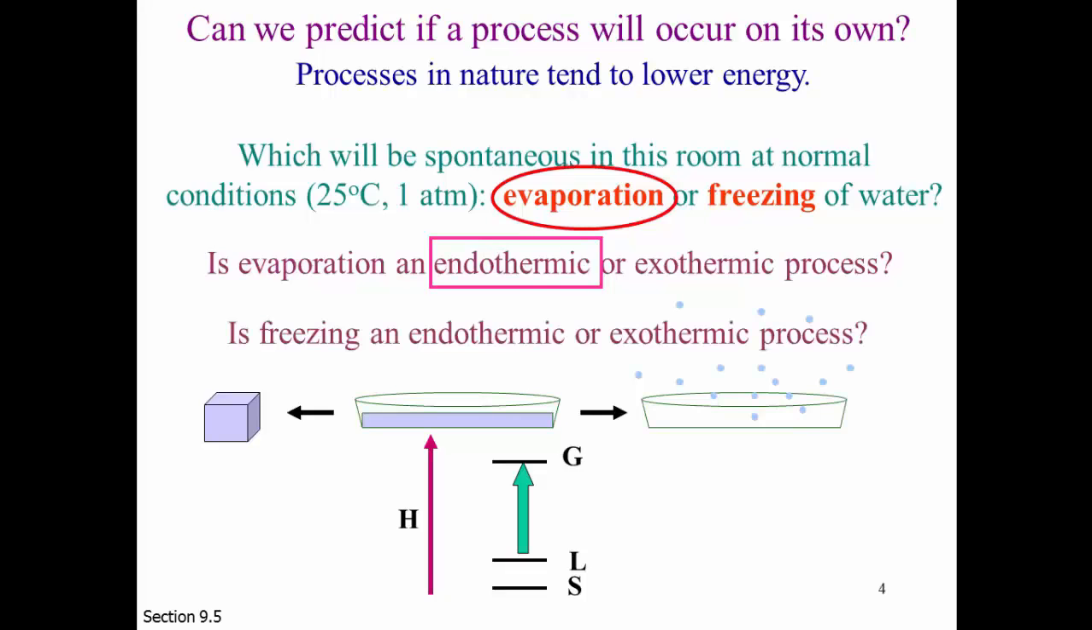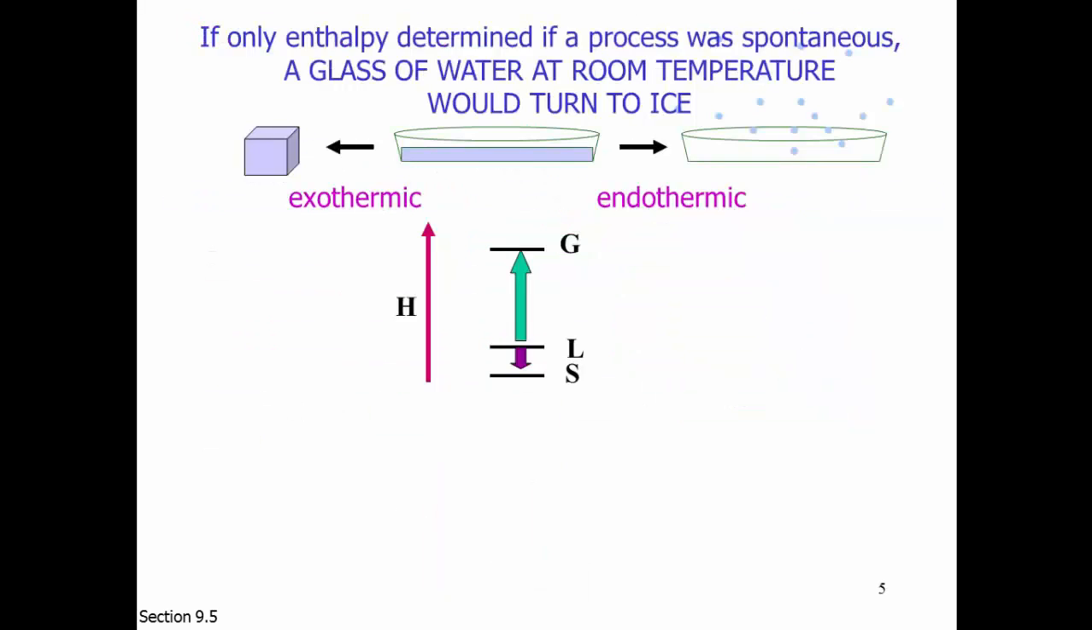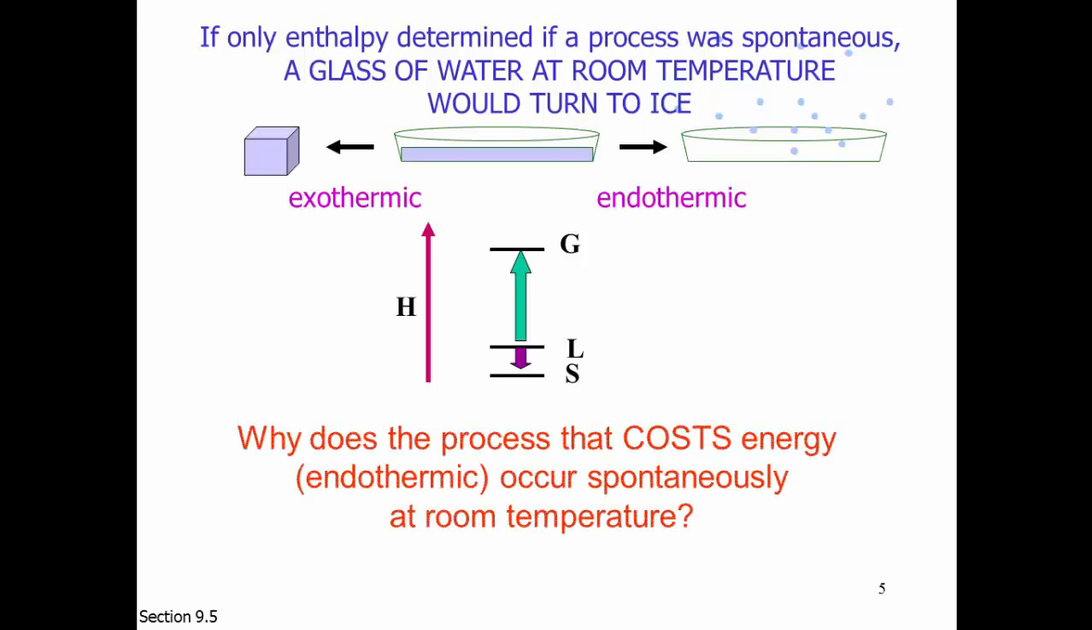Is freezing endothermic or exothermic? Freezing means going from liquid to solid, so delta H is negative, and it is an exothermic process. So if only enthalpy were in charge, a glass of water at room temperature would turn to ice. Obviously, that's not what spontaneously happens in real life. So why does the process that costs energy and is endothermic occur spontaneously at room temperature? There must be something else.